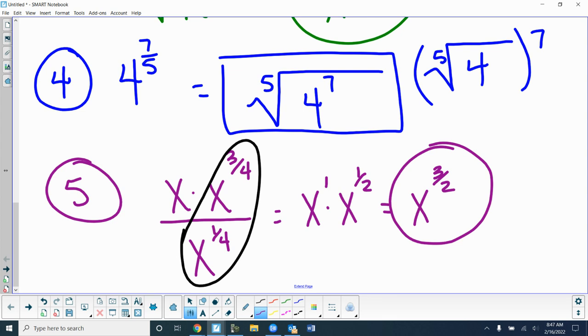Some people might have added first. What's 1 plus 3/4? 1 3/4, right? All right. And then subtract the 1/4. What's 1 3/4 minus 1/4? 1 2/4, right? Which is 1 1/2 again. So the way I did it isn't the only way you can do it. Any questions?